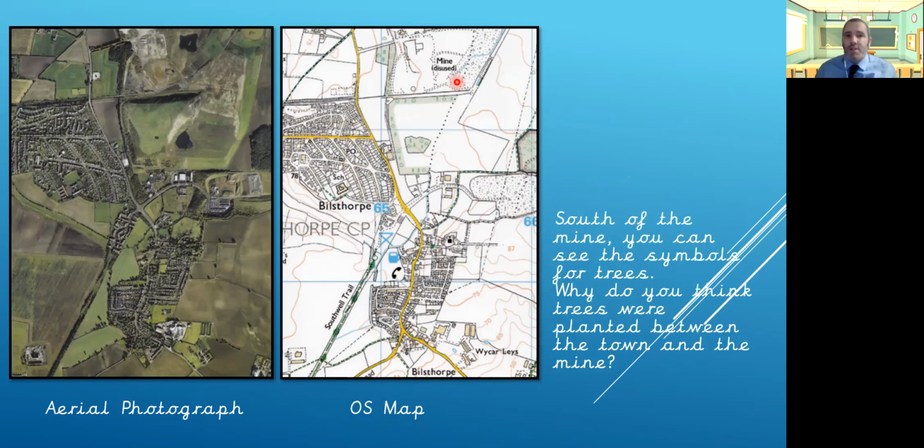South of the mine, you can see here, we've got the symbols for trees. We've got a little copse in the middle there as well. These run along here and down here and round. Now, why do you think the trees were planted between the town and the mine? Take a moment, have a think of some ideas that you could come up with and note them down and make sure you put them in with your work on tapestry. Pause here to do this.